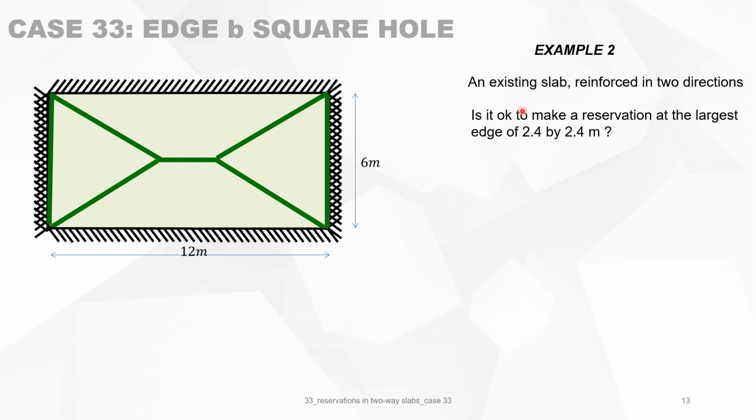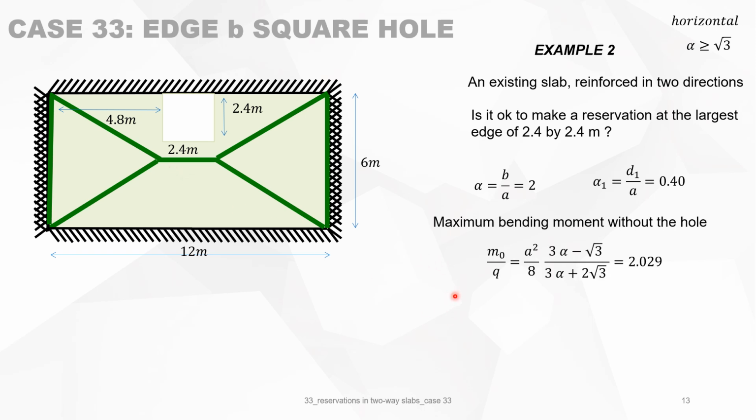Now we have a second example, an existing slab reinforced in 2 directions. We do not know what was the original load of the slab, and we do not know what is the amount of reinforcement in there. Now they want to make a reservation in this slab, 2.4 by 2.4, like is indicated here. It is possible. First, you calculate alpha. Alpha is 12 over 6, so it's 2. So it is still a two-way slab. And because alpha is 2, it's bigger than the 1.7 of square root of 3, so it's horizontal. So we are in the horizontal scheme of yield lines.